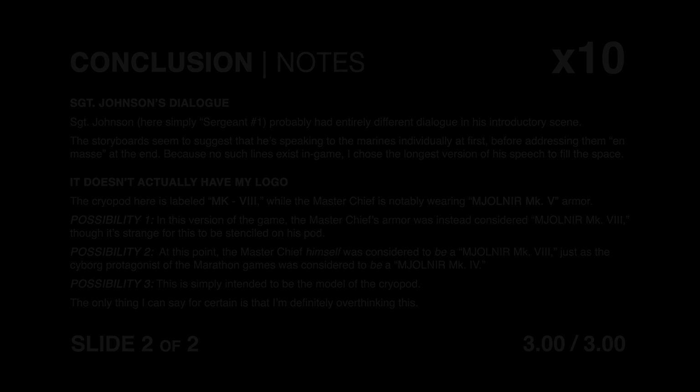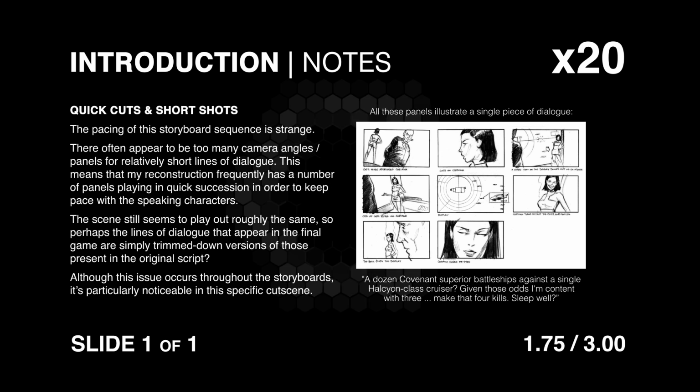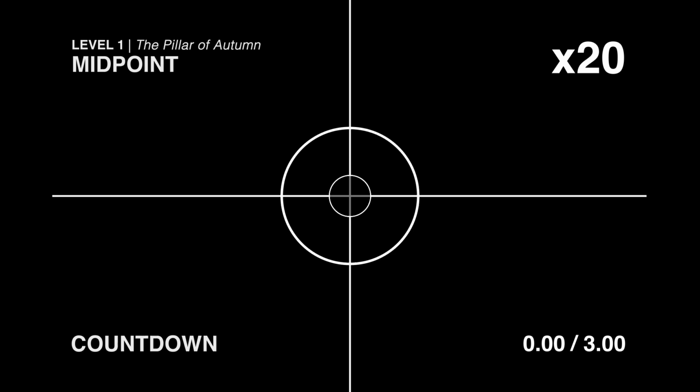The second boarded cutscene is labeled X20. This is the cutscene that plays at the midpoint of the first level, when the Master Chief arrives at the Pillar of Autumn's bridge.